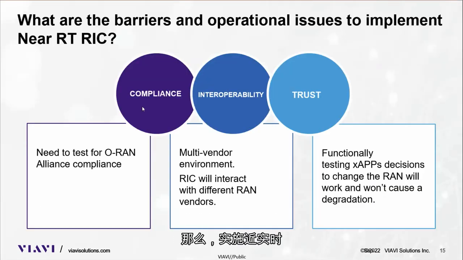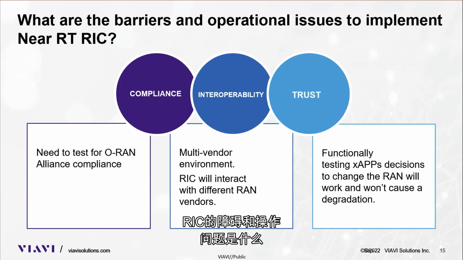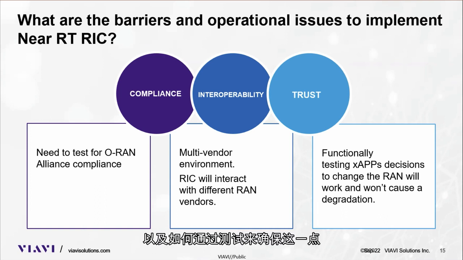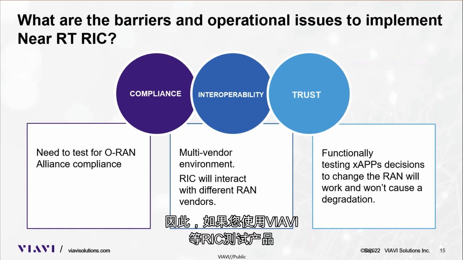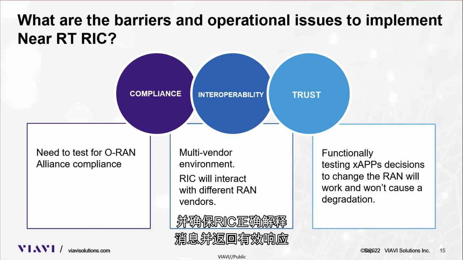So what are the barriers and operational issues to implement the near real-time RIC? Well, the three biggest barriers that I see are, first of all, compliance, and that is ensuring compliance to standards. Any RIC vendor needs to develop their RIC fully compliant to the O-RAN Alliance E2 specification. And how you ensure that is through test. If you use a RIC test product, such as Viavi's, you can send E2 compliant messages according to the specification and make sure that the RIC interprets the message correctly and returns a valid response. That's how you check for compliance.